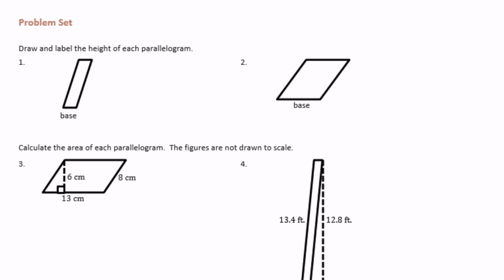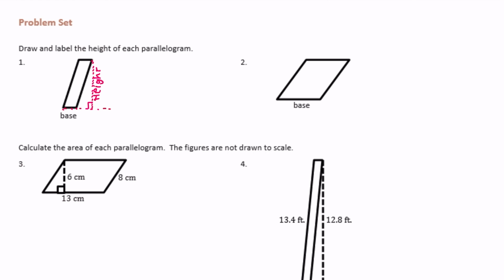So right here, there is nothing. We need to extend the base out because when we bring this down, that creates a perpendicular line, a right angle right there. So the height would be right here. Or you could do it on the other side.